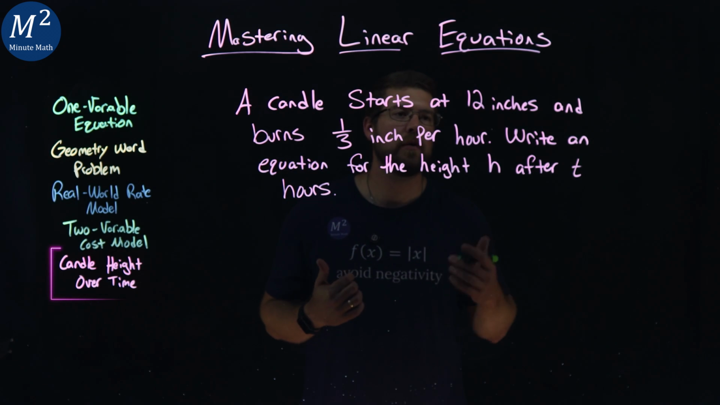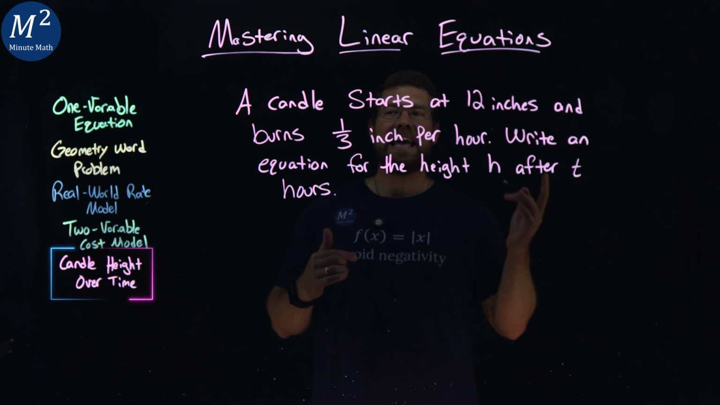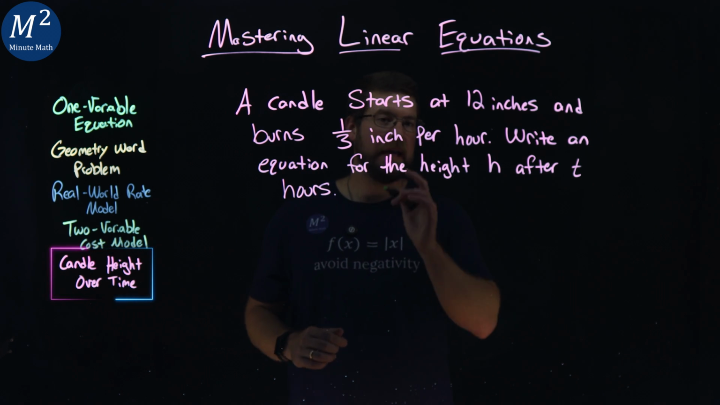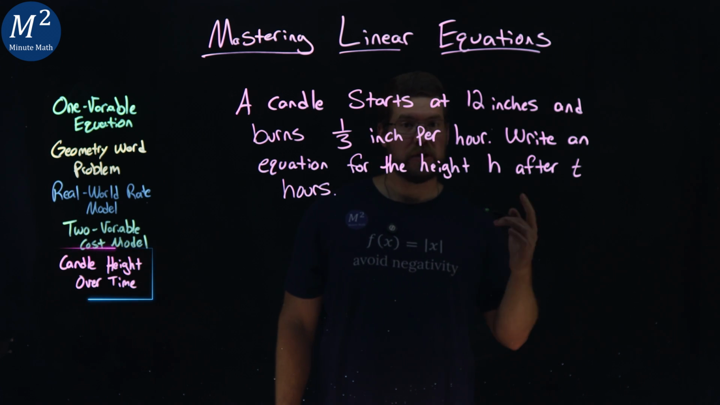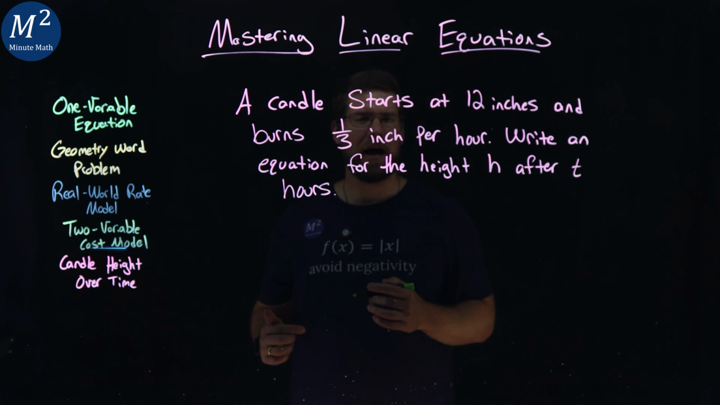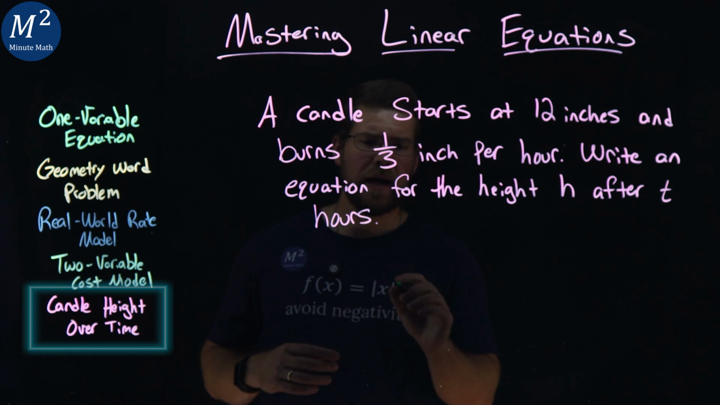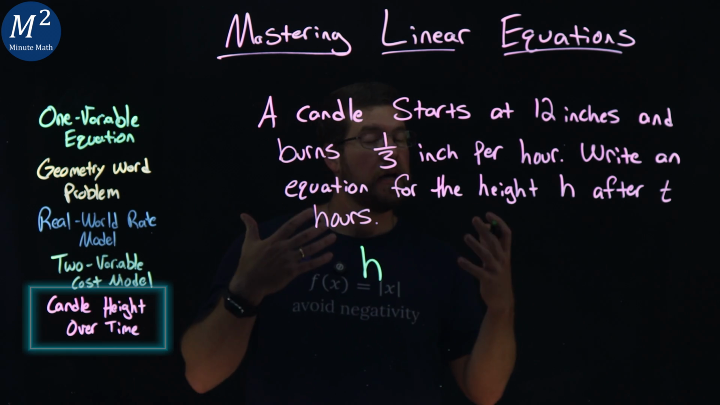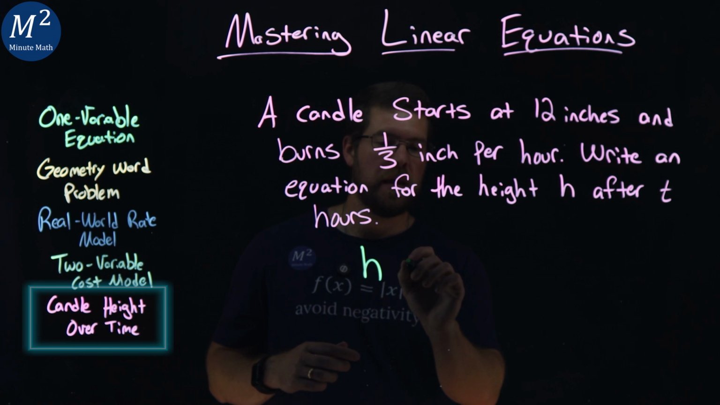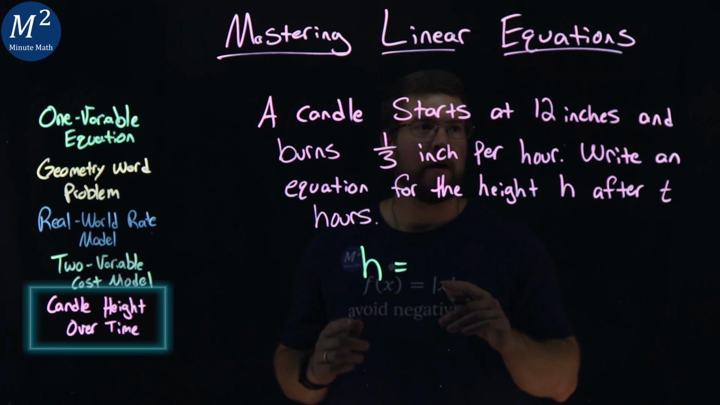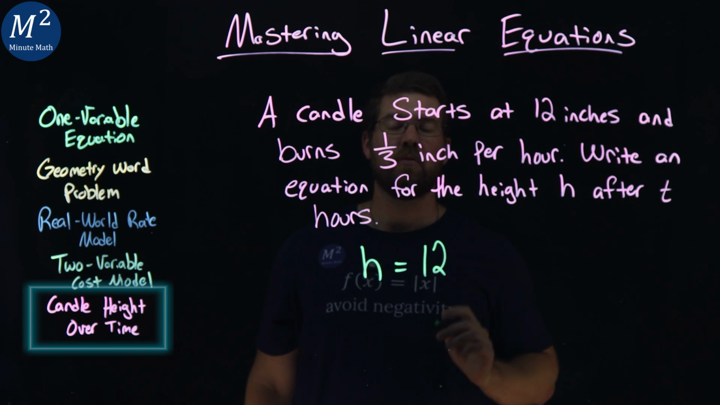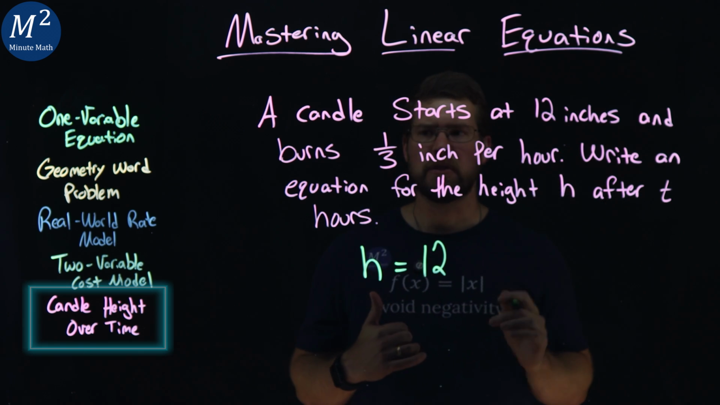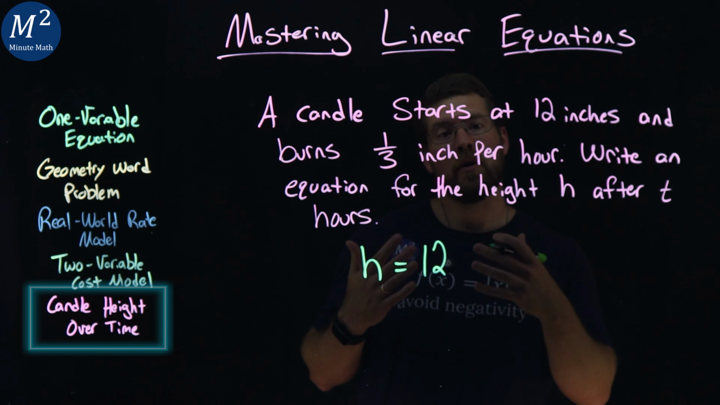A candle starts at 12 inches and burns 1/3 an inch per hour. Write an equation for the height h after t hours. Okay, so our height h, we're going to figure out what is the height of the candle. It's changing over time. That is equal to, well, at the beginning, they tell us it has an initial height of 12 inches. So we have 12 right there. Our initial height is 12 inches. Then we're burning 1/3 an inch per hour.